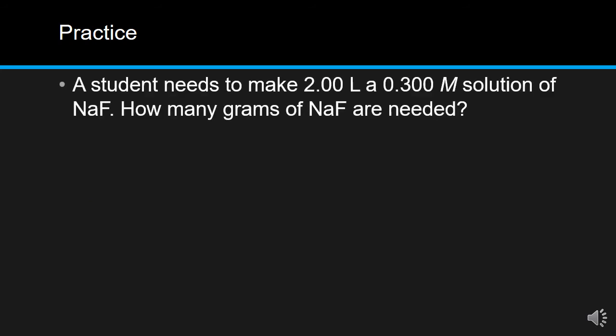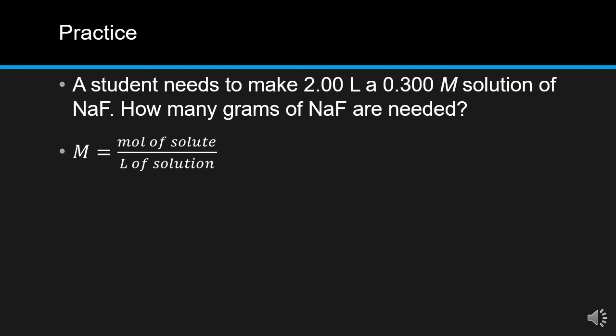Okay, so here's another practice, and we'll end with this one. It says the student needs to make 2 liters of a 0.3 molar solution of sodium fluoride, and this one's asking how many grams of sodium fluoride are needed. So this is a little backwards from what we've been doing. So we've got to start out with our equation again. And again, always go back to this thing if you're not sure what to do.